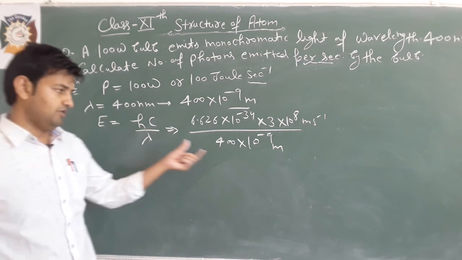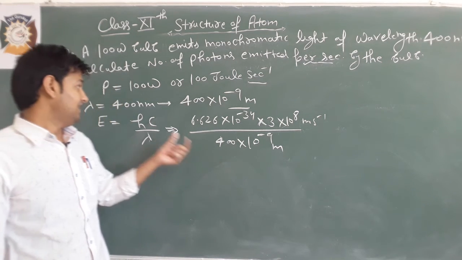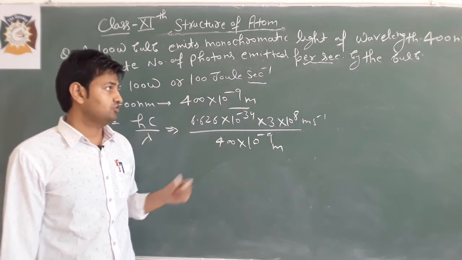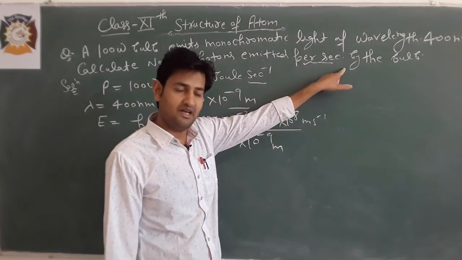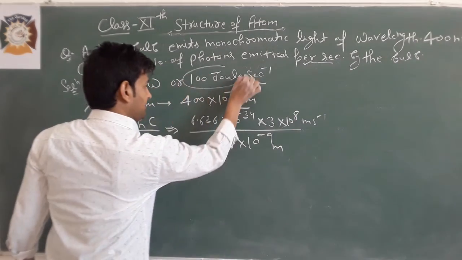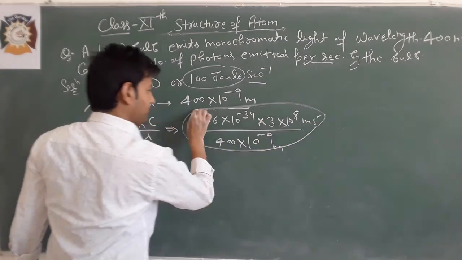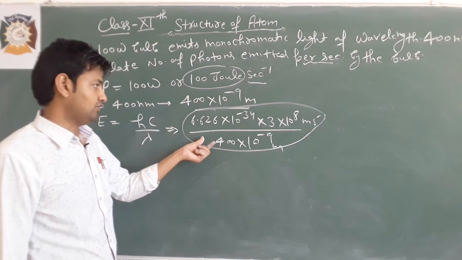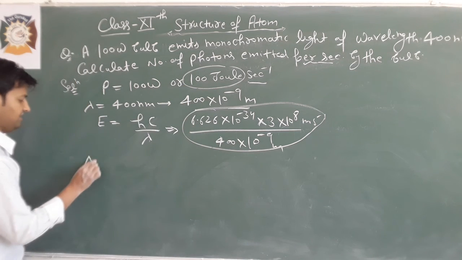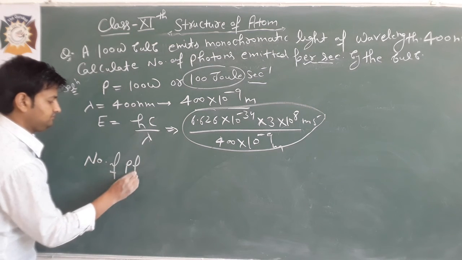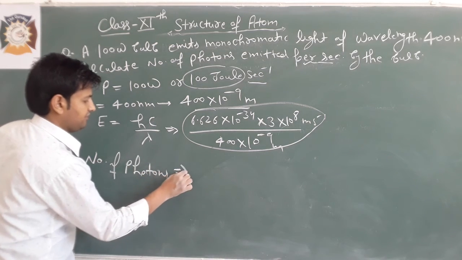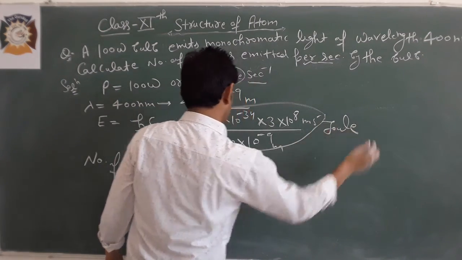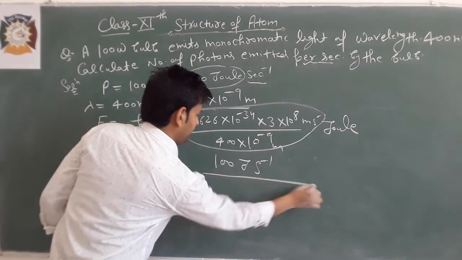This is the energy of one photon which is emitted, and this is the total power, 100 joule per second. So we can calculate photons emitted per second. This is the energy emitted per second, and this is the energy of one photon, so we divide 100 by this.